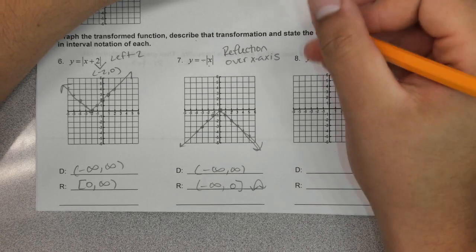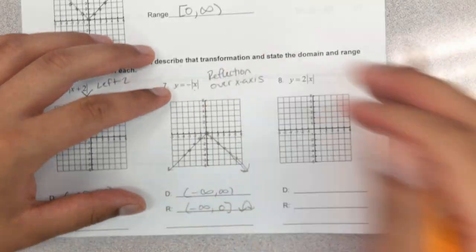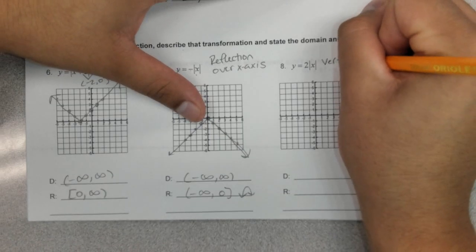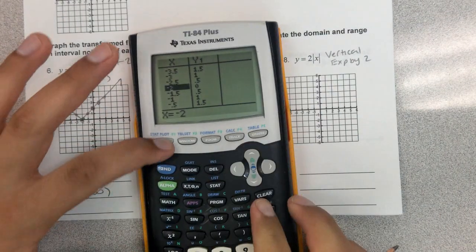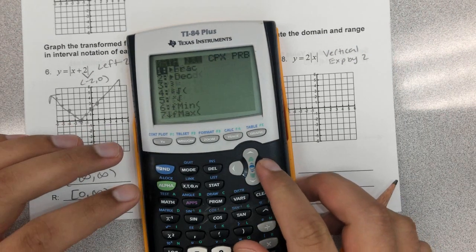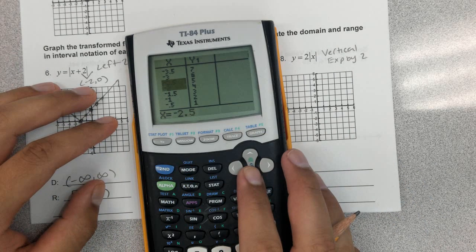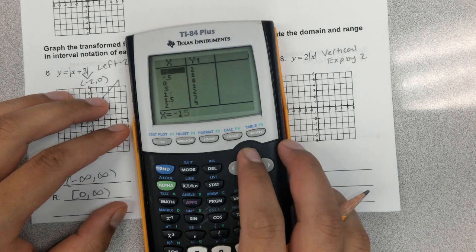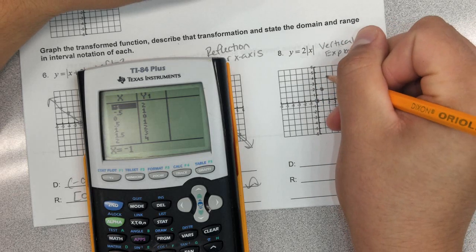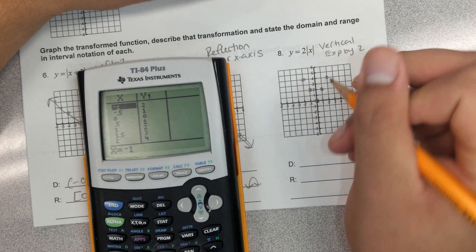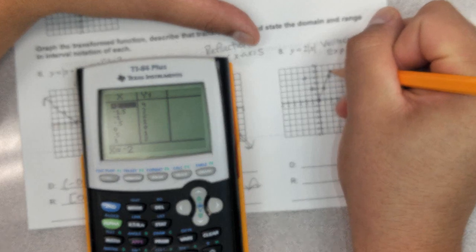Now for number 8, we have a 2 on the outside, a 2 in the very front, so that's the a value. So we have a vertical expansion by 2. Again, you could always graph this in your calculator: 2, math, num, abs, x, graph it, second table. Your vertex is at 0, 0. We have a point at 1, 2, then 2, 4. And in the other direction, negative 1, 2, and negative 2, 4. This is a vertical expansion by 2, so the graph gets a little bit more narrow.